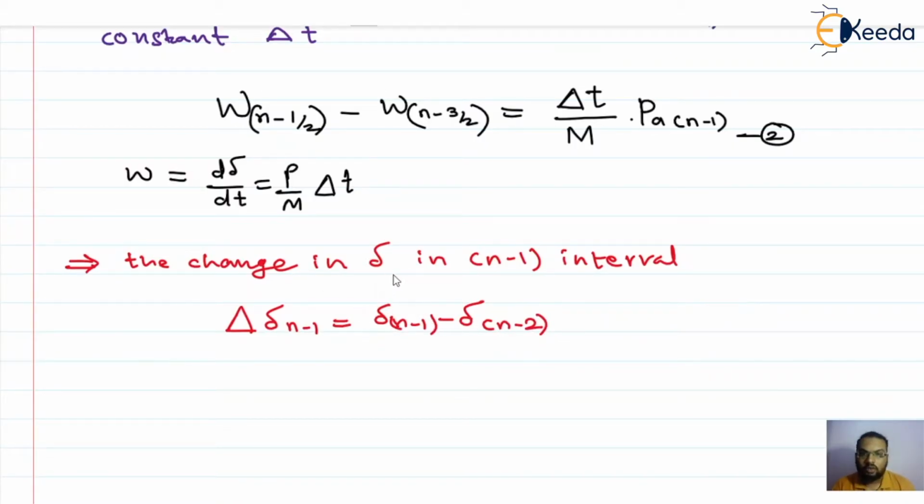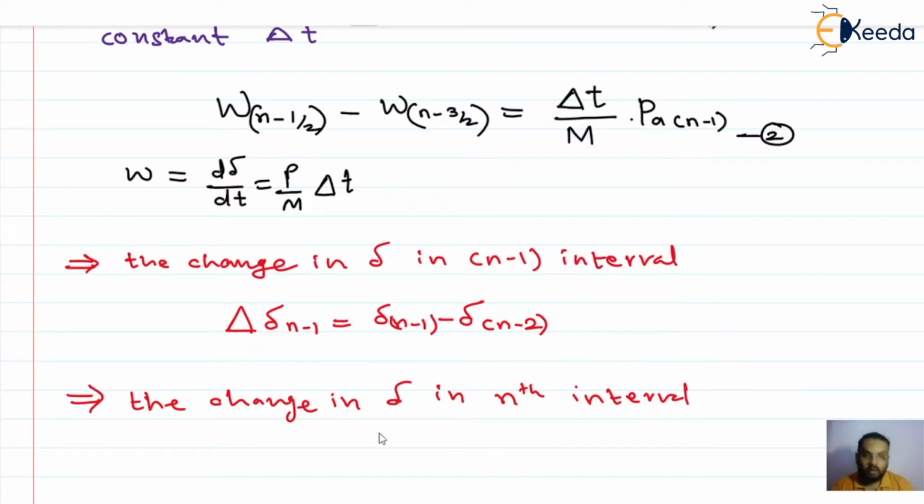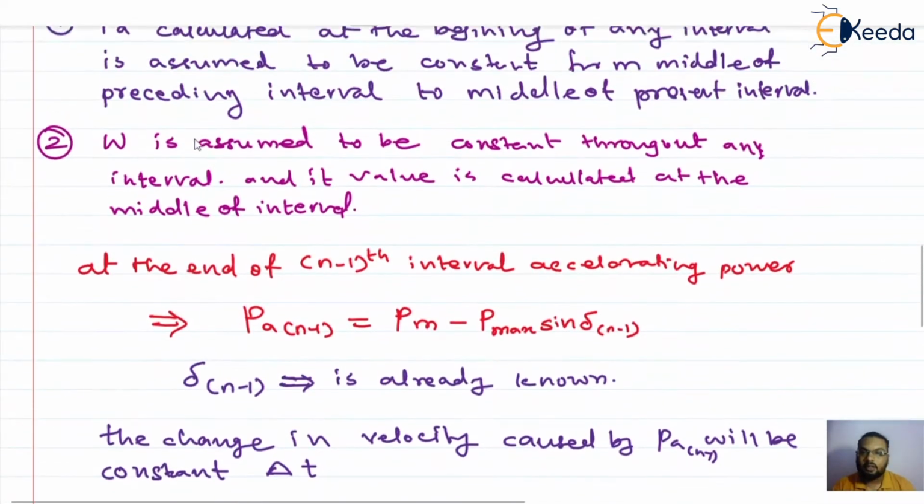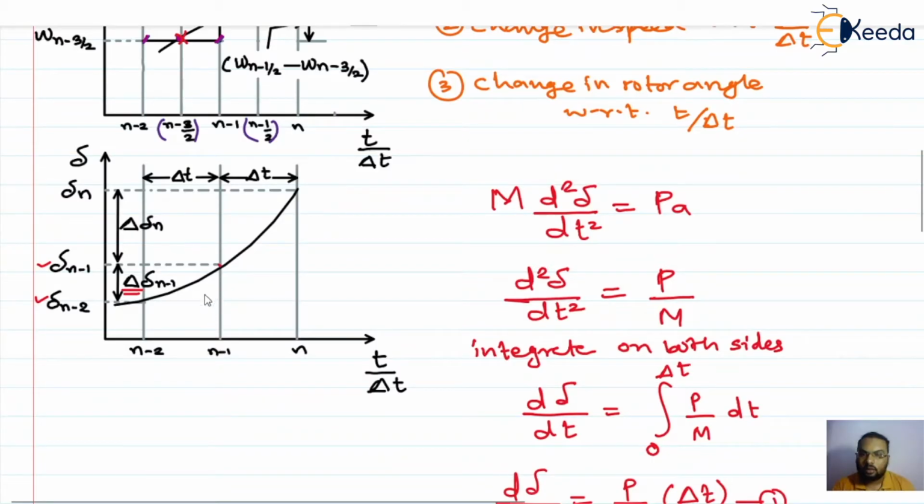Again, the change in the rotor angle in the nth interval we can write as the rotor angle at the nth interval minus the rotor angle in the n minus 1th interval. Let us see this in the graph. The rotor angle in this interval is at this point, corresponding to this time interval. I want to know the change in rotor angle, which will be given by del of delta n minus 1. So this is nothing but delta n minus 1 minus delta n minus 2.